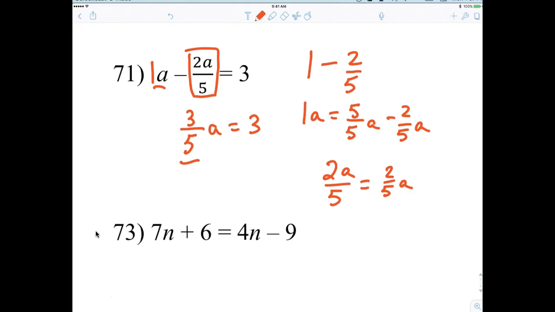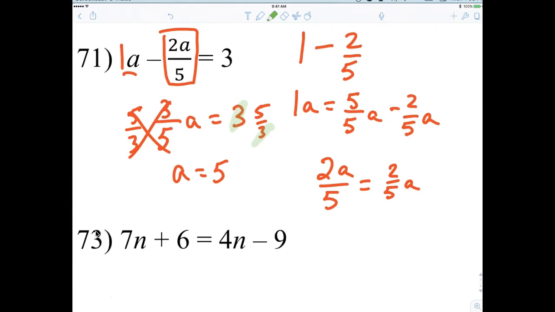Now, how do I get rid of the 3/5? We talked about this Friday. Multiply by the reciprocal. So I'm just going to put 5/3 here, 5/3 here. Everybody happy? So these cancel. Do you agree? So a equals 5. Because these 3s cancel. You with me? 3 divided by 3 is 1. 1 times 5 is 5.